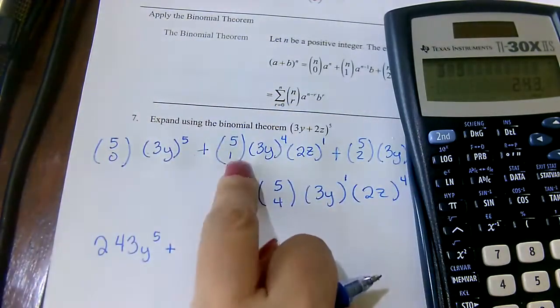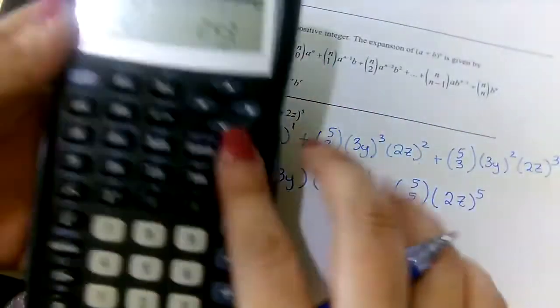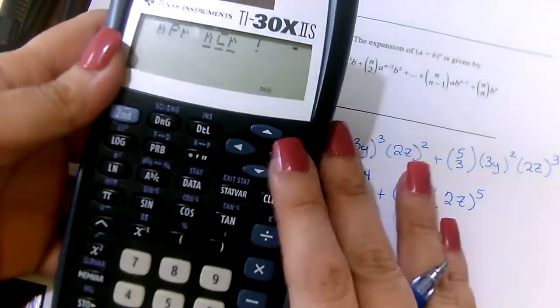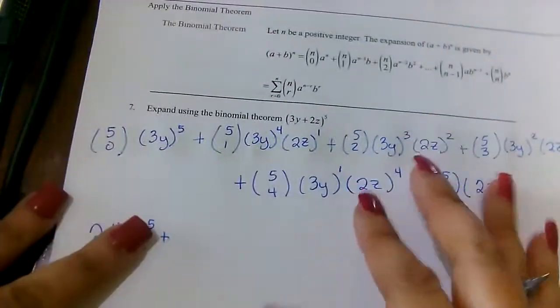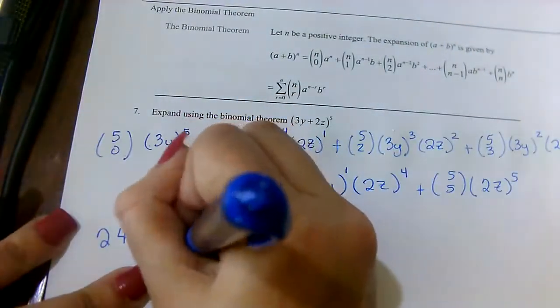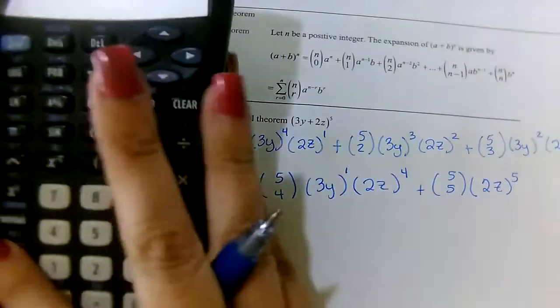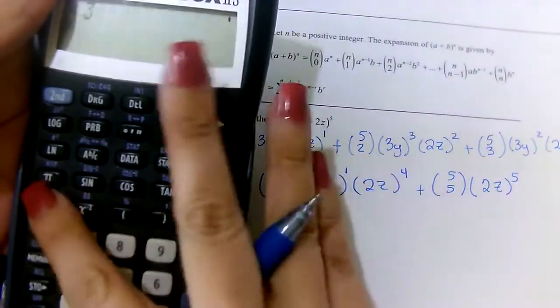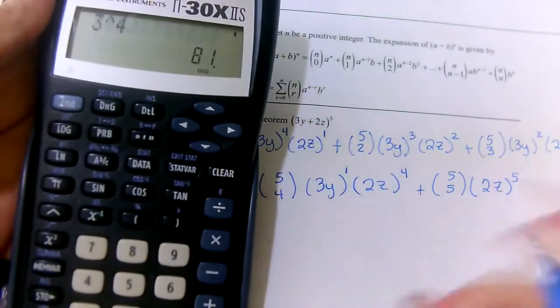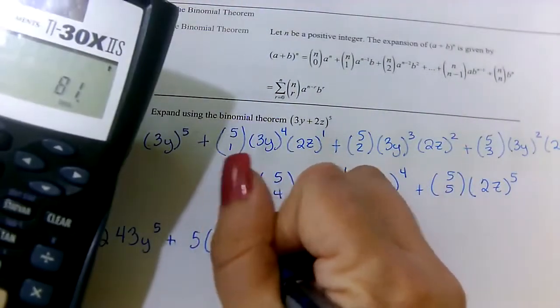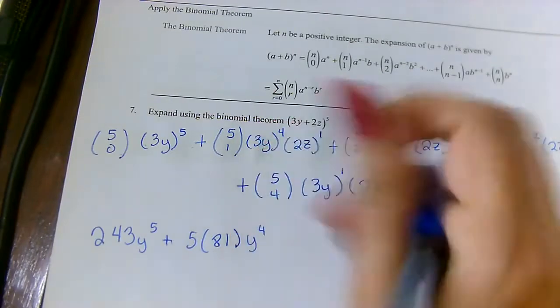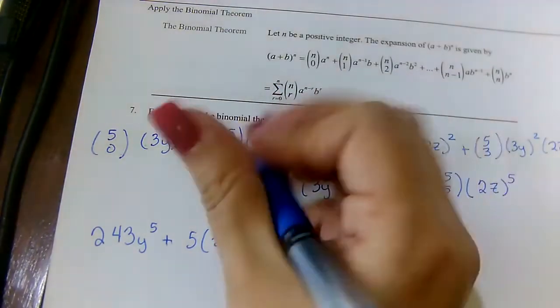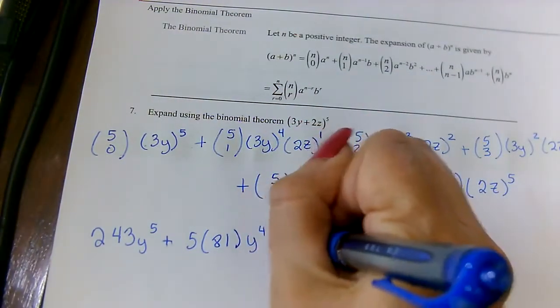So y to the 5th. Plus 5 choose 1. Let's do that in the calculator. 5 PRB choose 1. That's going to get me 5. So I'm going to put a 5 here. Times 3 to the 4th. 3 raised to the 4th power. That's going to be 81. And then you have 4 y's. And then you have a 2 here. So I'm going to also multiply this by 2z.